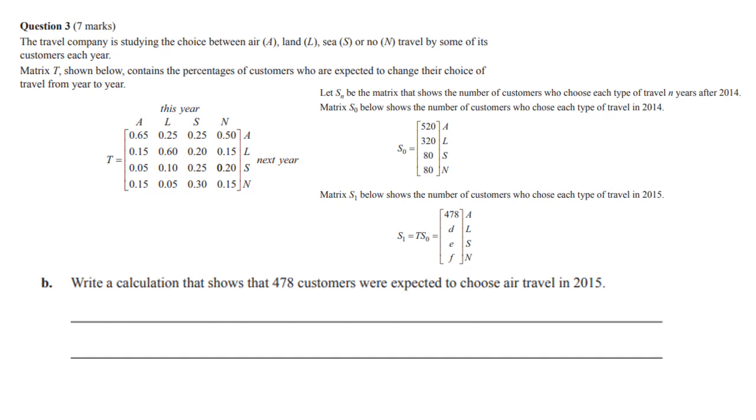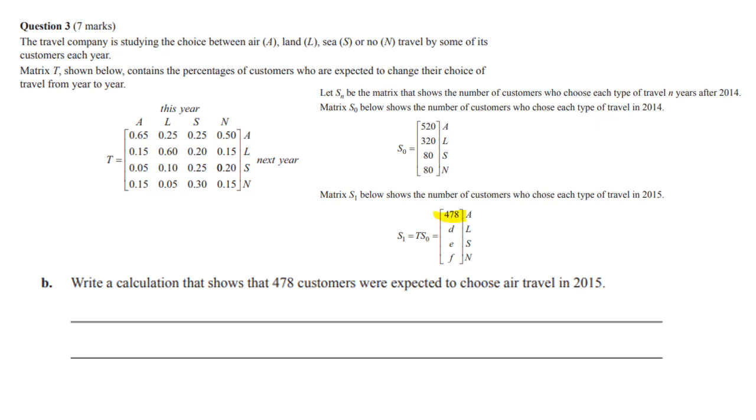Now, the notes about this are saying, like, anyone can bang a thing out on the calculator. It says that a matrix product such as TS0 does not show an understanding of how 478 is calculated. So you've got to show that you can get 478, which is good because if you don't get 478, you've done something wrong with your calculation.